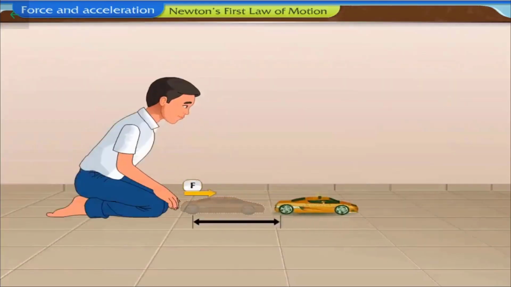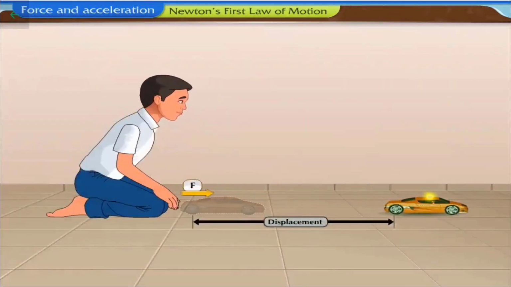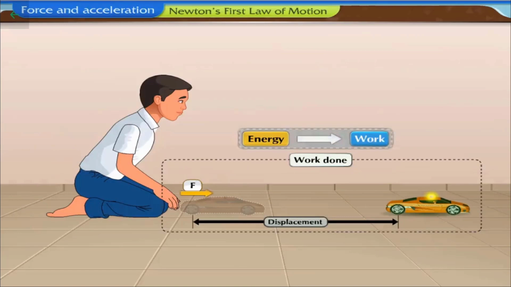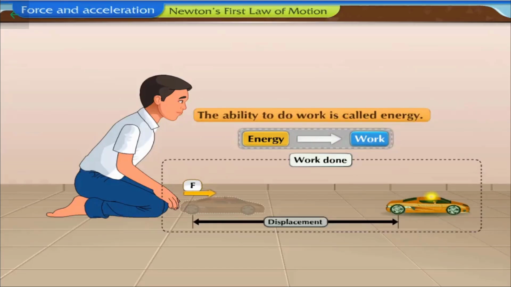We have learnt about the relationship between the displacement of a body resulting from the force applied to it and the work done. We have also learnt about the work-energy relationship and that the ability to do work is called energy. Come, let us now learn about the relationship between force, displacement and work.